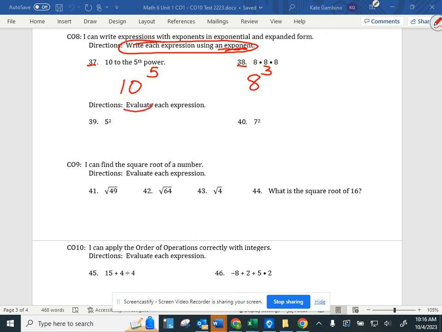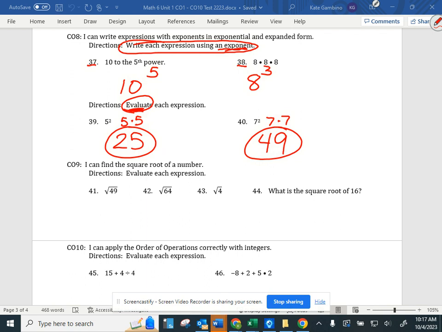Directions for 39 is to evaluate. What does it mean when we evaluate an expression? Madeline? Yeah, you do the math. You answer it. So 5 squared is the same as saying 5 times 5. You need to evaluate that, and your answer is 25. 5 times 5 is 25. 7 squared is 7 times 7. The answer is 49. Does that make sense, Liv?